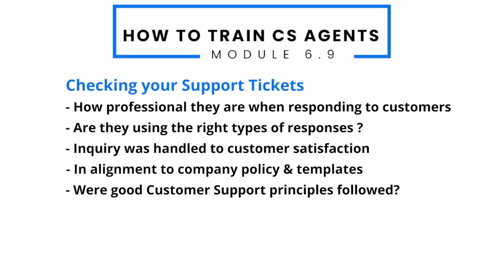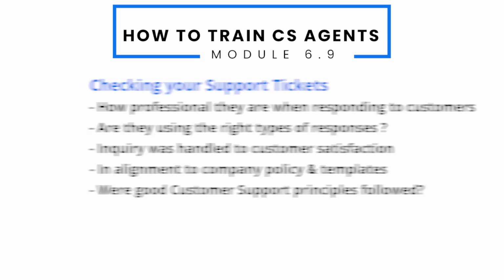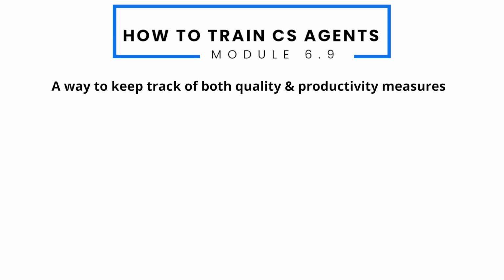So, while checking support tickets is certainly a good way to gauge quality-related aspects of customer support, it's not necessarily the most efficient way of doing so, especially in regards to productivity measures. Luckily, there's a way to keep track of both quality and productivity measures, and that's by using Freshdesk's quantitative KPIs.